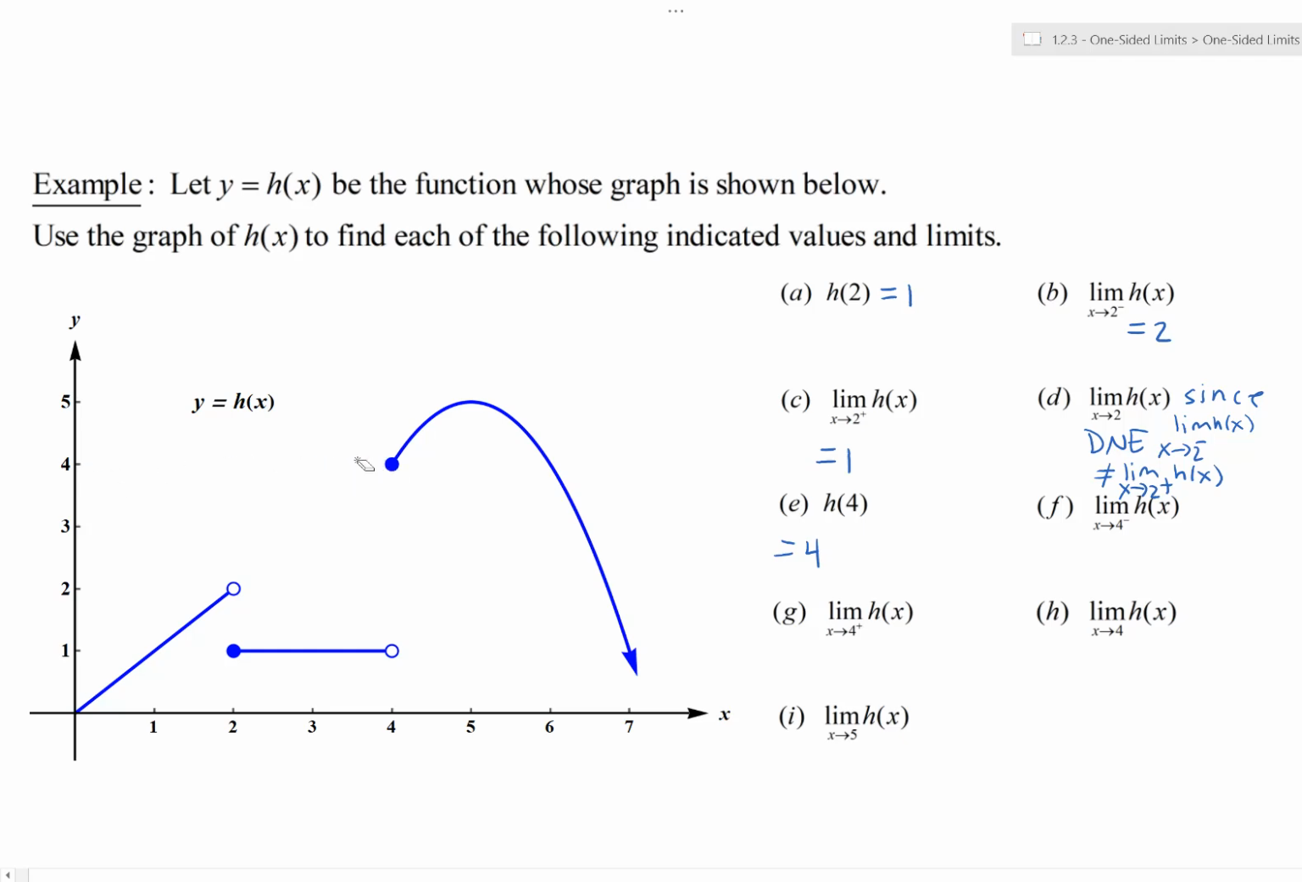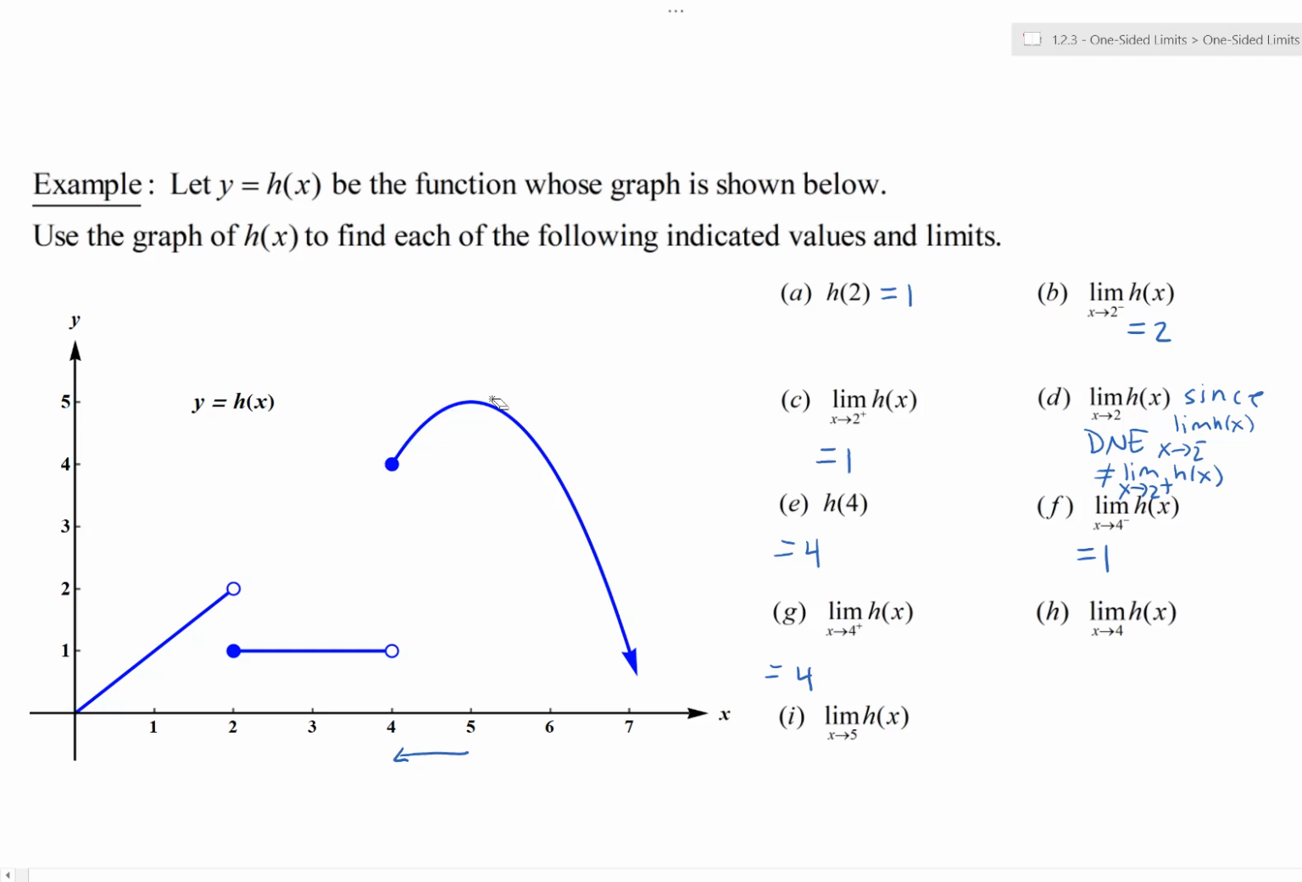Okay. Now we ask the question about the limits. What's the limit as x goes to 4 from the left of h of x? Well, let's approach 4 from the left to the right. What's my function doing? Oh, it's getting closer and closer to the output value of 1. So that's 1 there. How about from the other direction? What happens to the function as we get closer and closer to 4 from the right now in part G? Well, what's the function doing? Getting closer and closer to the output value of 4 in this situation.